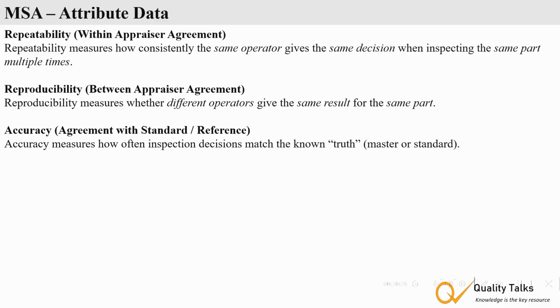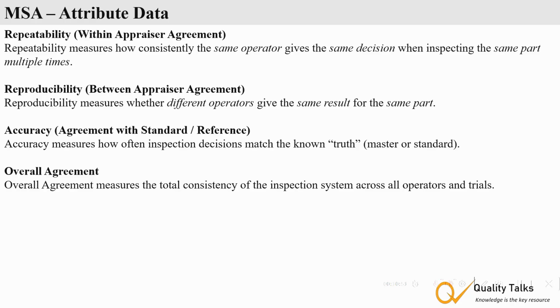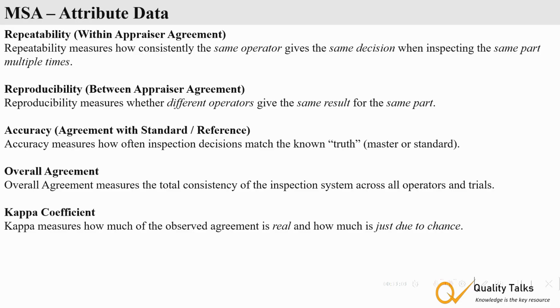Accuracy, it is the agreement with standard or reference. Accuracy measures how often inspection decisions match the known truth, that is master or standard. Overall agreement, overall agreement measures the total consistency of the inspection system across all operators and trials. Kappa Coefficient, Kappa measures how much of the observed agreement is real and how much is just due to chance.